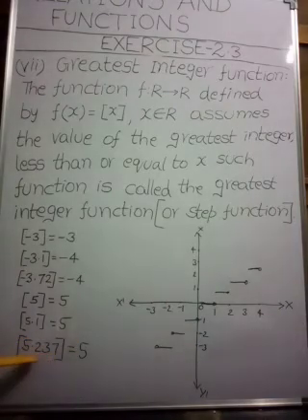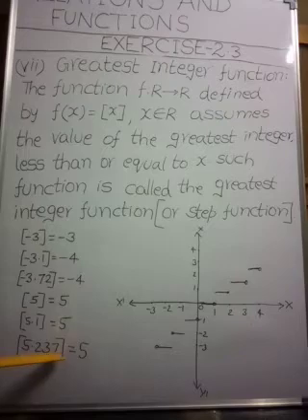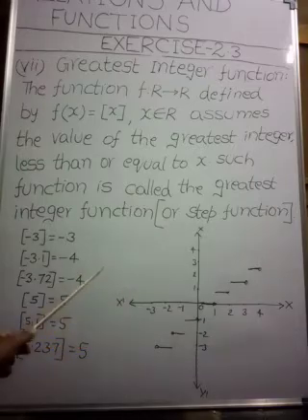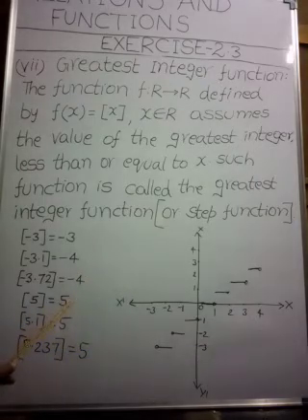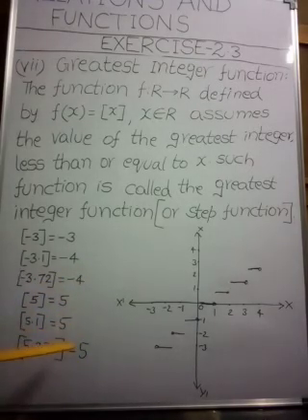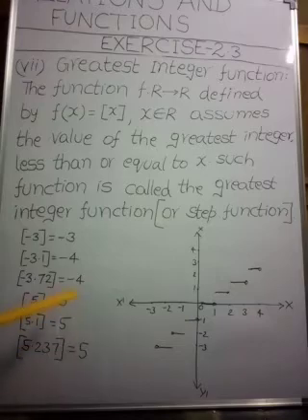Step 5.237, this number lies on the number line between 5 and 6. So what is the left side number? 5. Left side integer is 5. So its value is 5. Understood this greatest integer function, my children? Remember this definition. This is very important function.